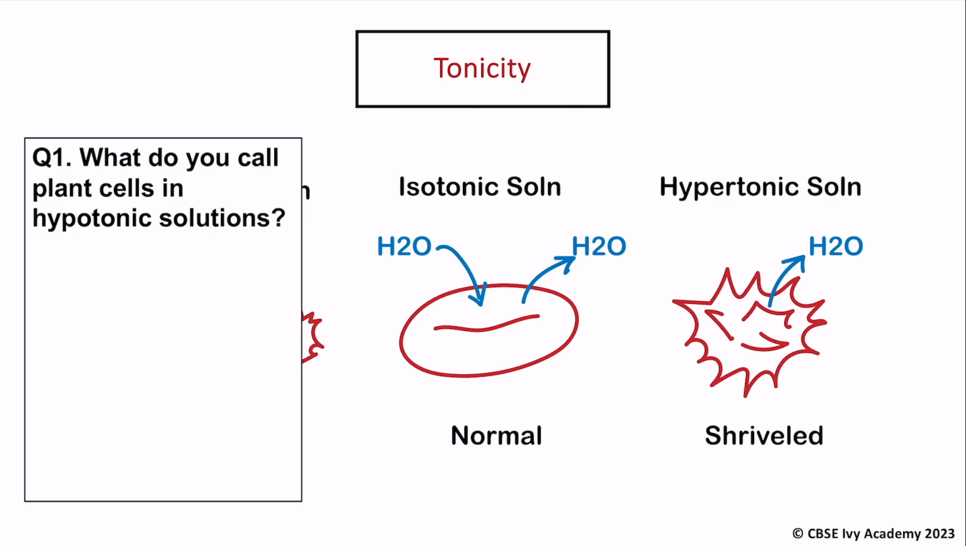What do you call plant cells that are in hypotonic solutions? So remember, in hypotonic, the plant cell, if it's hypotonic, there's less solute outside, there's more solute inside, so water would flow in. And you call a plant cell in a hypotonic solution turgid.